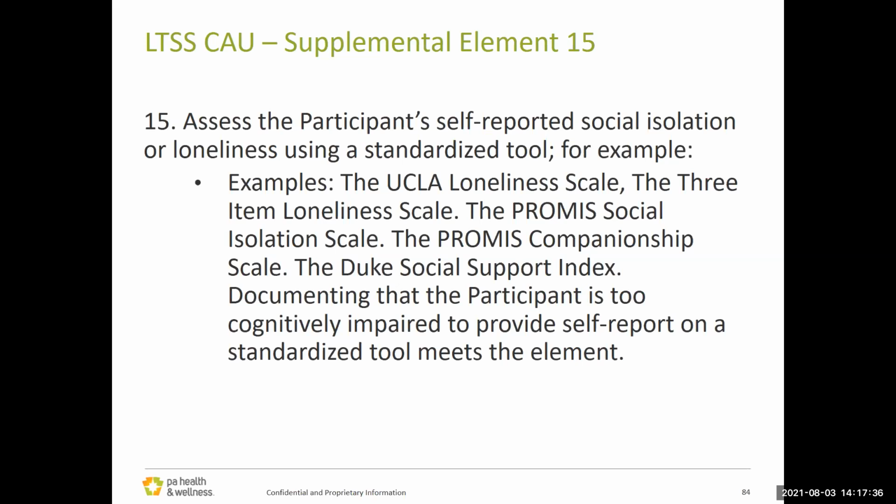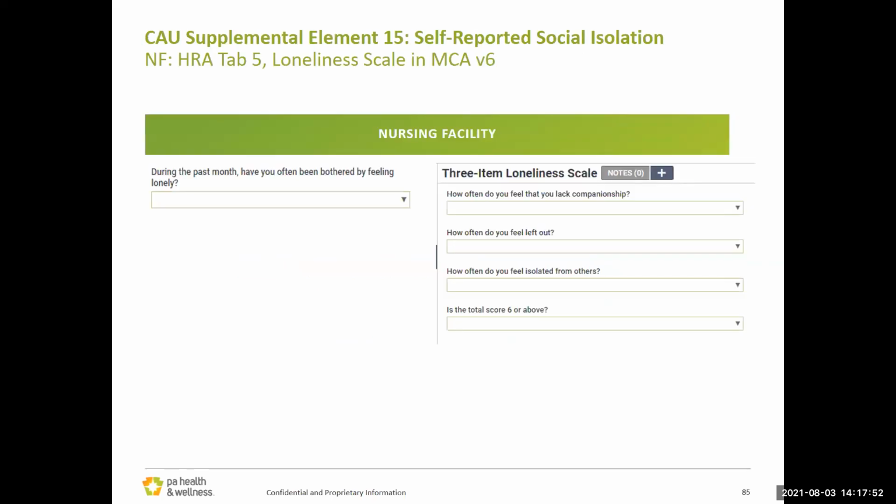For supplemental element 15, we're going to assess the participant's self-reported social isolation or loneliness. And we're going to do this using a standardized tool. So for HCBS, next slide, please. Oh, I'm sorry, nursing facility is first. So for nursing facility, it will be in the HRA, one question whether in the past month the participant has been bothered by feeling lonely, but then also the new member contact assessment version 6 does have a tab for this 3-item loneliness scale, which will meet this supplemental element.